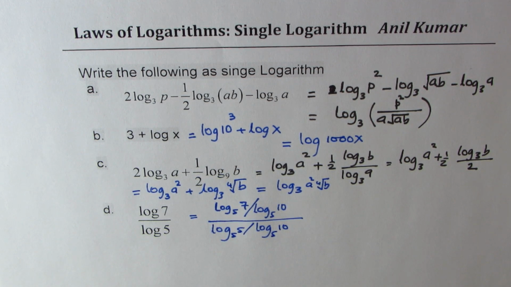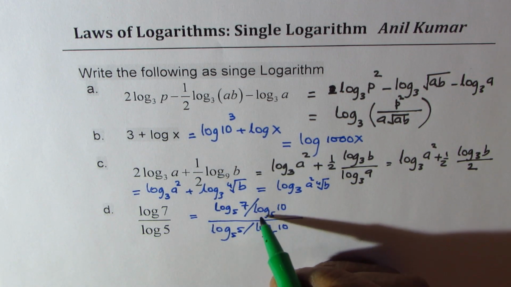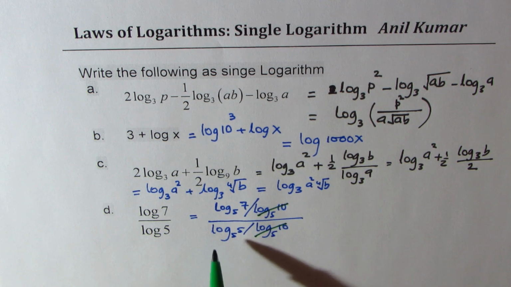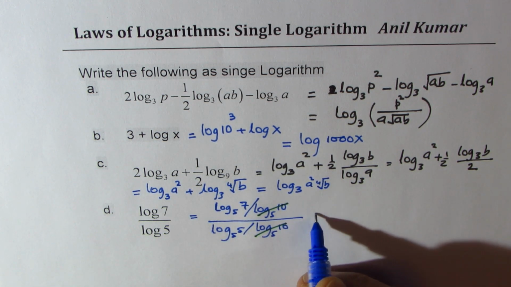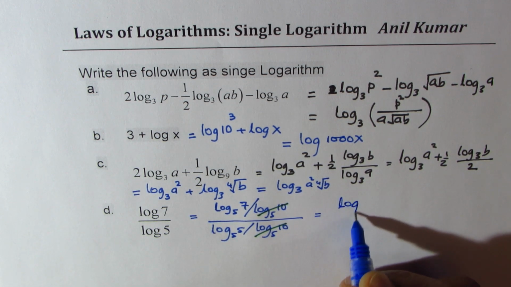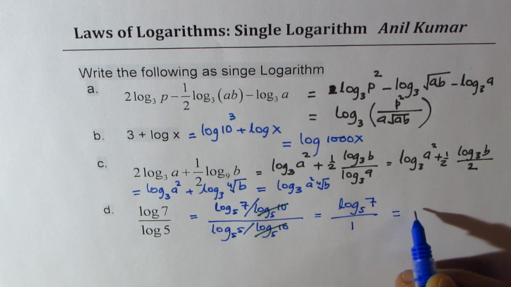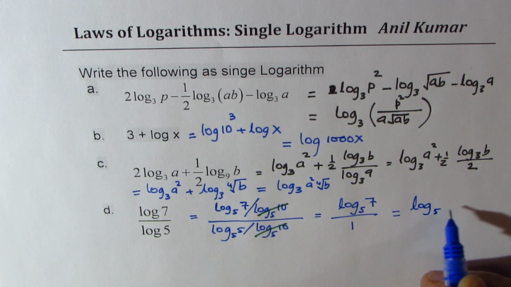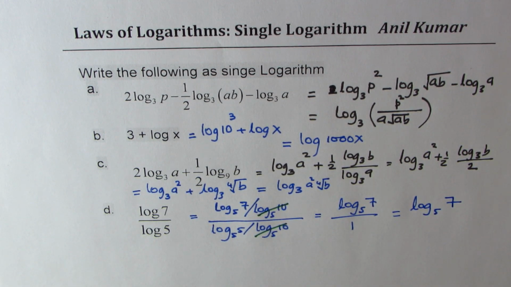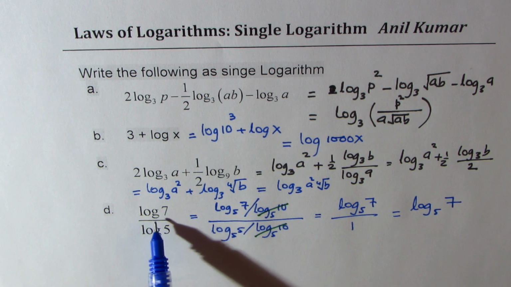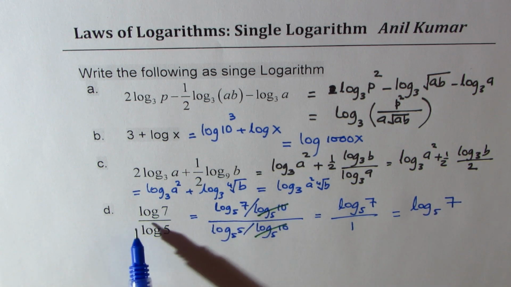Now, doing this, you could actually cancel these two units. And log to the base 5 of 5 is 1. Correct? So what do we get? We get log to the base 5 of 7. Since this is just 1, that is the result. Log to the base 5 of 7. Do you see that? Now if you realize log to the base 5 of 7 could be changed the base into base of 10 and written as log 7 over log 5.